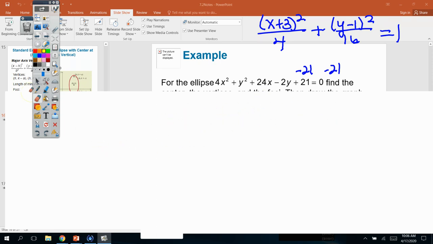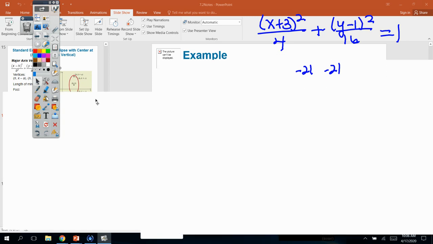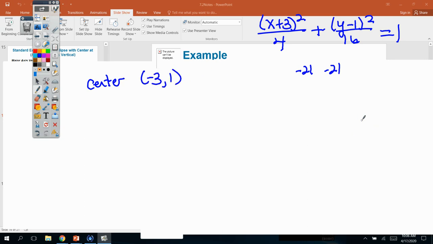You're going to want to sketch while you find the points. It's going to help you a lot. Okay, so first thing I need to do is ask myself, what is the center? I always ask myself that first. Center comes from the x parentheses, the y parentheses, change the sign. The center is -3, +1. I'm going to go ahead and graph that.